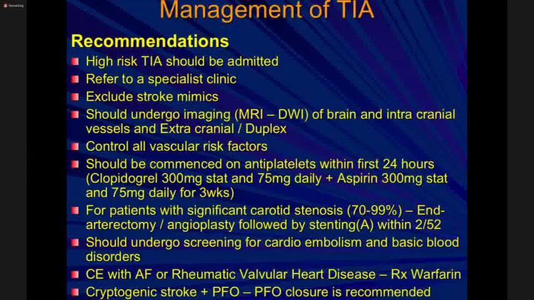you should be able to grade that stenosis, whether it is more than 70%, whether it is more than 99%, that is complete occlusion, or whether it is less than 50%. Likewise, you should be able to grade the stenosis.